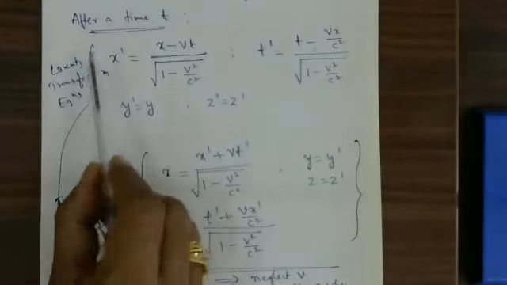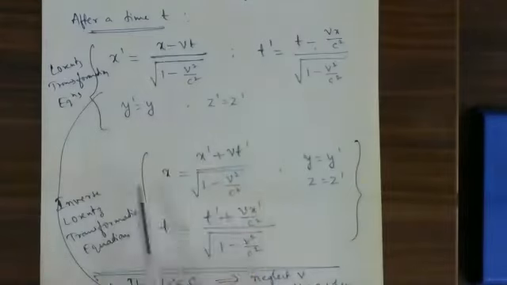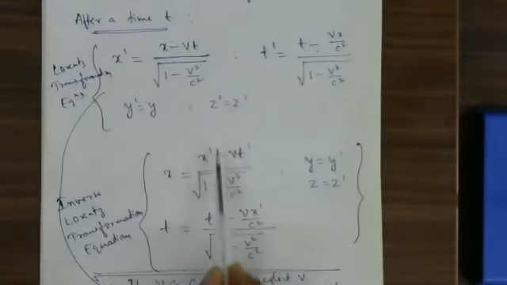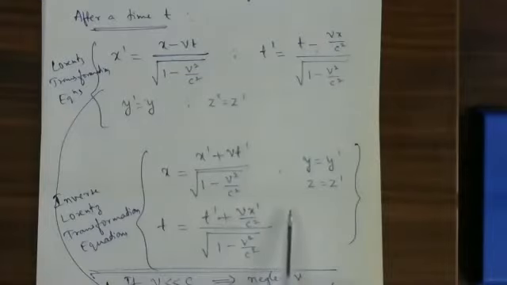Here, X dash has been written in terms of X. Here, X has been written in terms of X dash. If you want to write X in terms of X dash, then the minus sign is replaced by plus. Here also minus is replaced by plus. So this is the inverse Lorentz transformation.